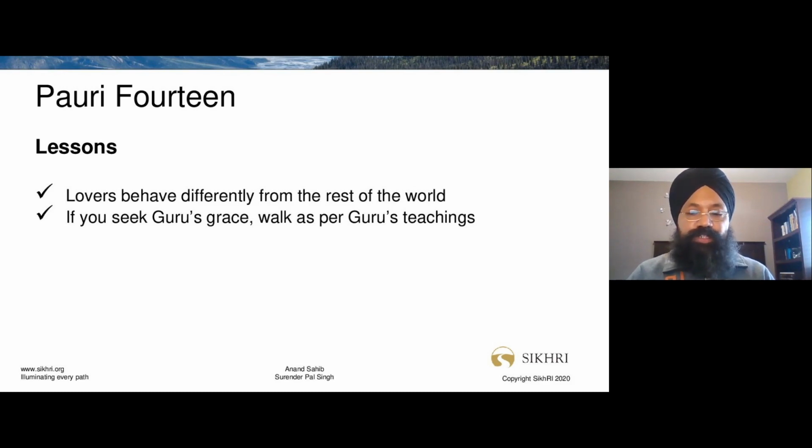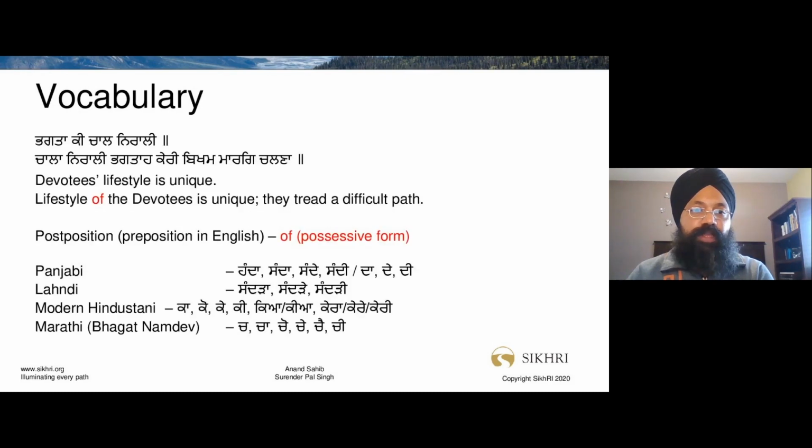With that, we finish Pauri 14 as well and all the Pauris that were supposed to cover this week. But as I had mentioned, we would cover another vocabulary term. So there was a word that appeared in the second line. It's listed here, right in front of you. The fourth word in the second line, Kera.